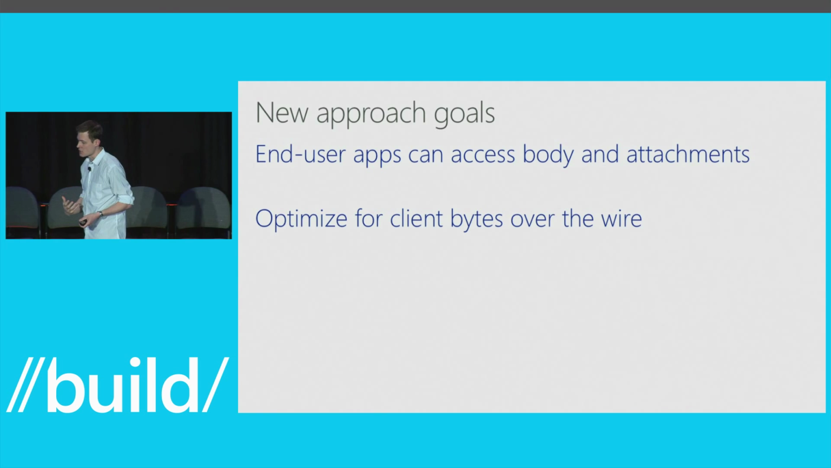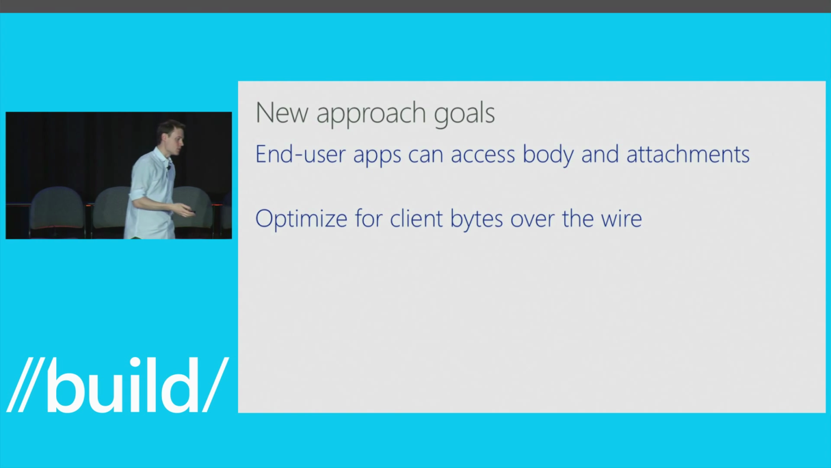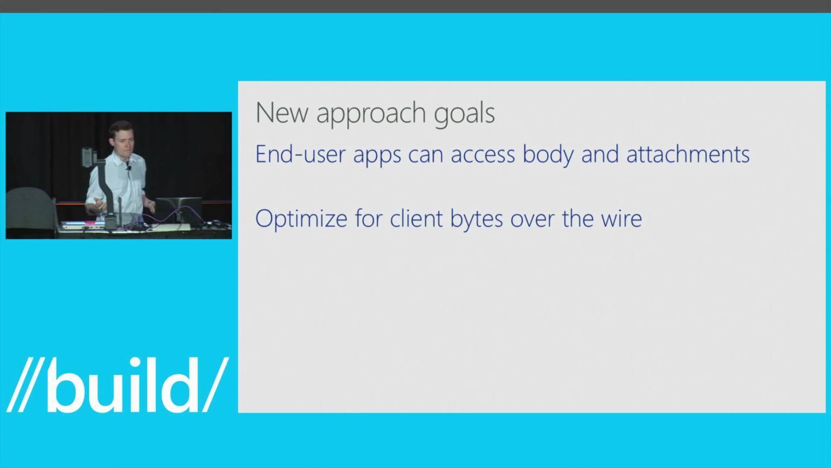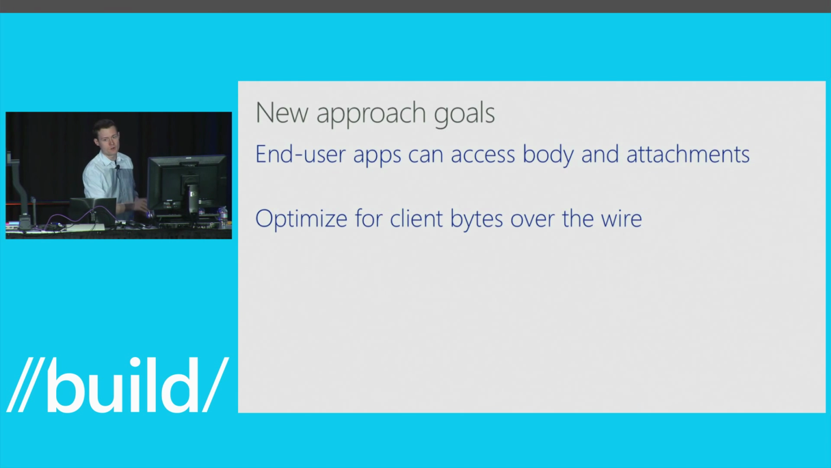So it doesn't make sense to take the attachment from Exchange, move it up into OWA, transfer it into the framed app, and then from the app, transfer it back to the backend.